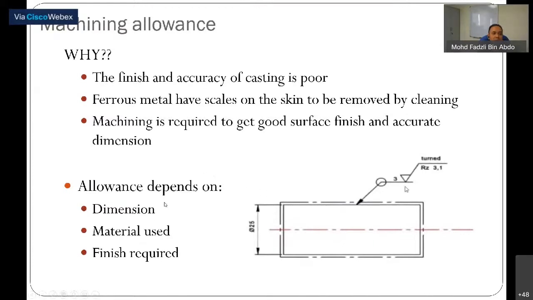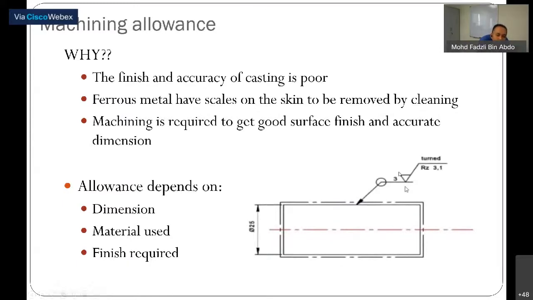And then ferrous metal have scales on the skin to be removed by cleaning. Maksudnya dekat skin ni kita ada ferrous metal yang perlu di remove. And then machining is required to get good surface finish and accurate dimension. That's why we need a machining allowance. That machining allowance depends on the dimension, the material used dan juga the finishing required.